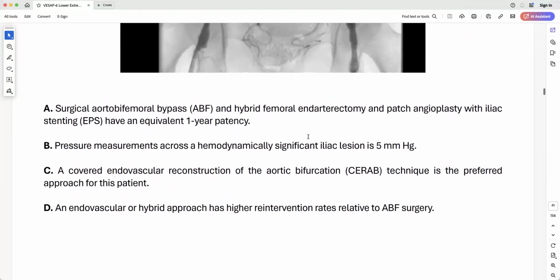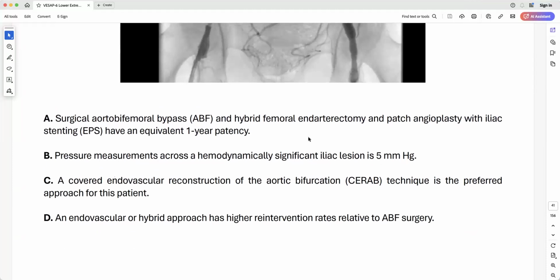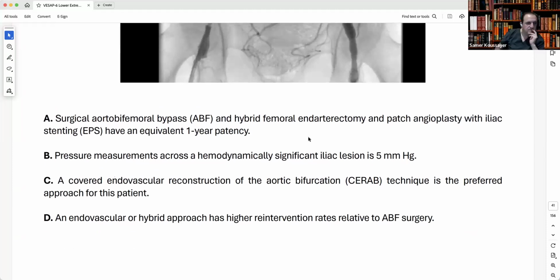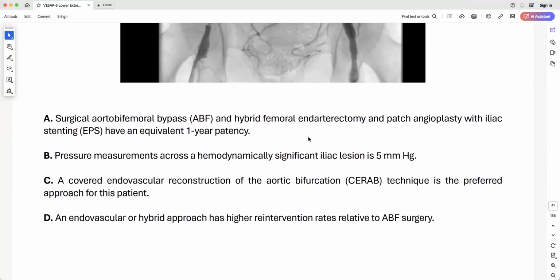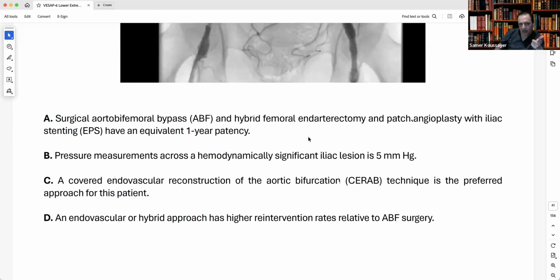D, an endovascular or hybrid approach has a higher reintervention rate relative to aortobifemoral surgery. Yeah, that's true, right? Yes. Because in vascular, we just mentioned that aortobifem has better primary patency. But in endovascular or hybrid, the secondary patency is the same, but the primary assisted patency is higher. So you have more interventions with endovascular than with open repair. But if you look at secondary patency, it's the same. Limb salvage is the same.